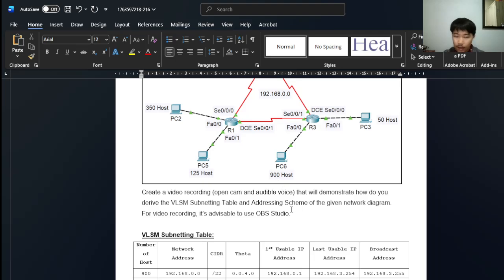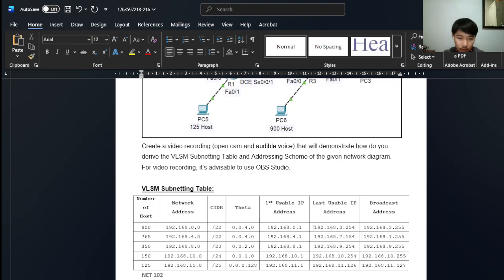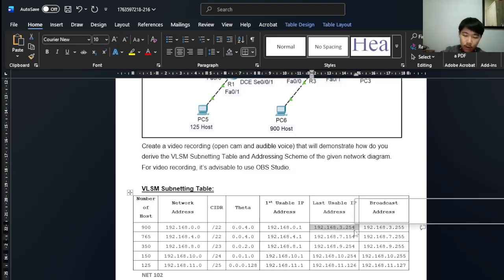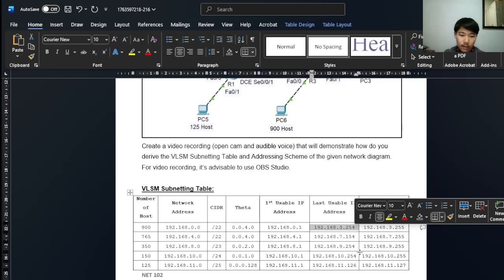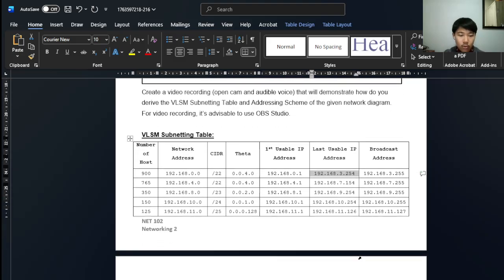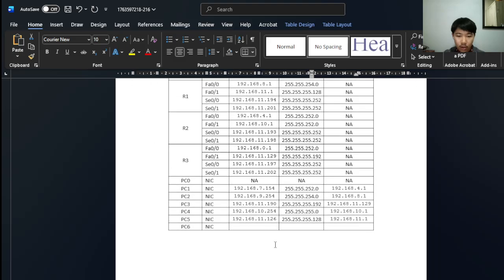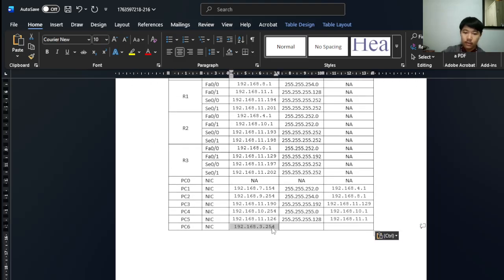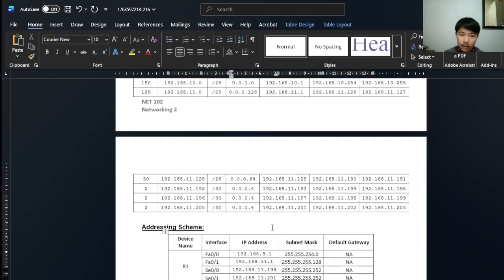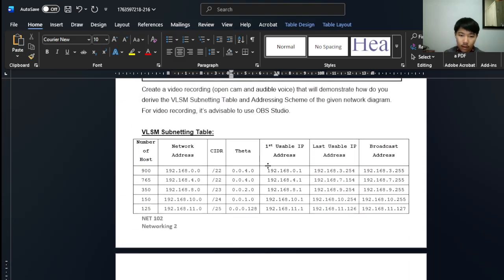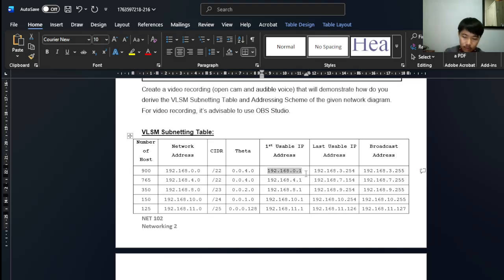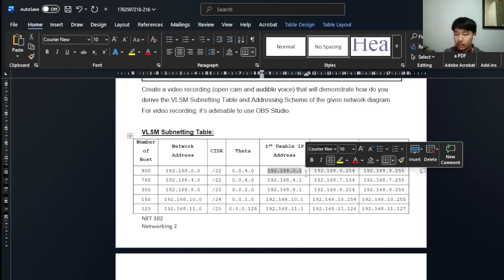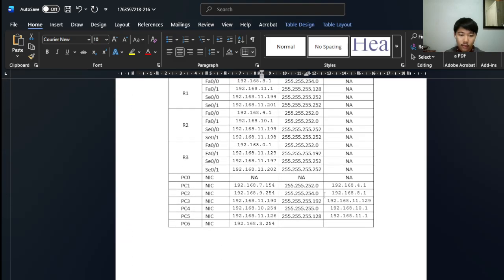For our PC6, it is the 900 hosts. The last usable for our 900 hosts is 192.168.3.254. And then the first usable IP address is 192.168.0.1.